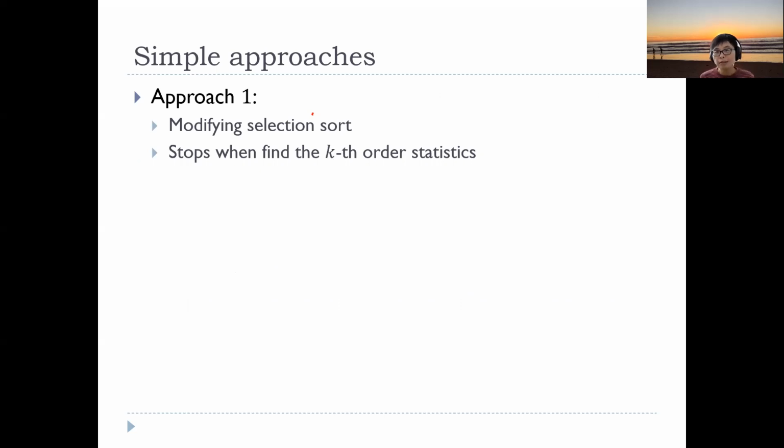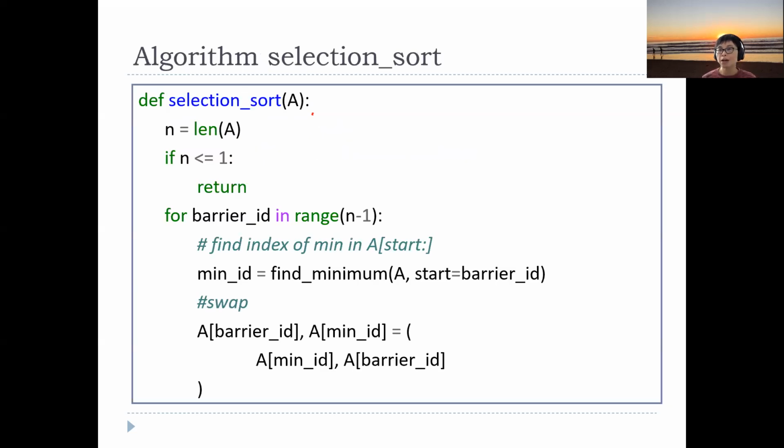We've seen, for example, selection sort before, and it's very easy to modify the selection sort idea to be an algorithm to return the k-th order statistics. What do I mean? Remember, here's the algorithm for selection sort. It goes through the array in n-1 rounds. At each round, it repeatedly finds the smallest number in the remainder of the array. So after the first round, you find the smallest one. After the second round, you find the second smallest one, and so on. In the end, after n-1 rounds, your entire array is sorted from small to large.